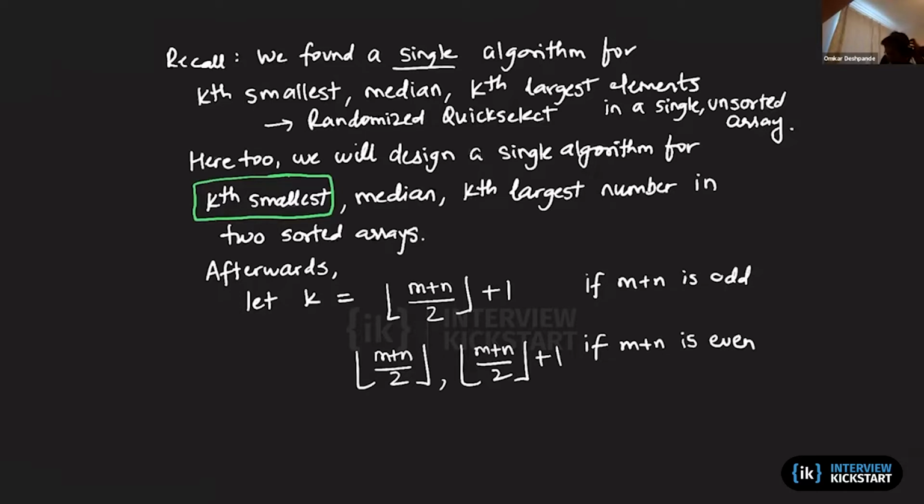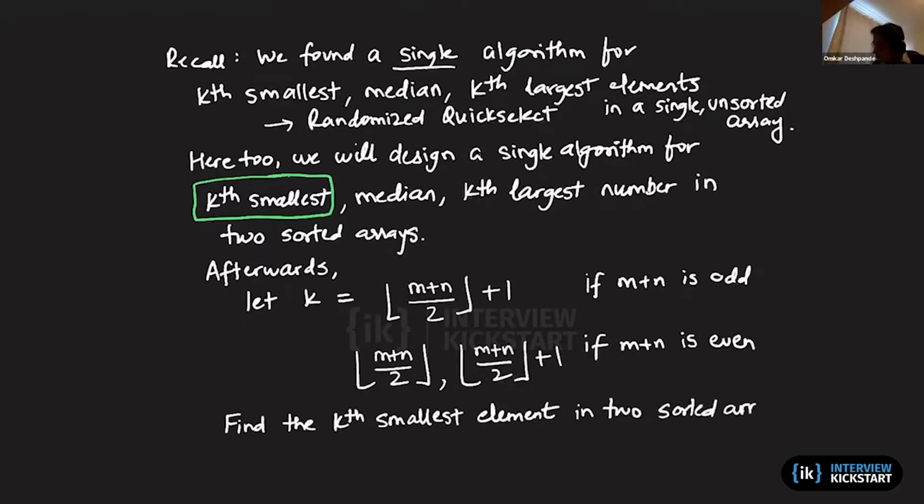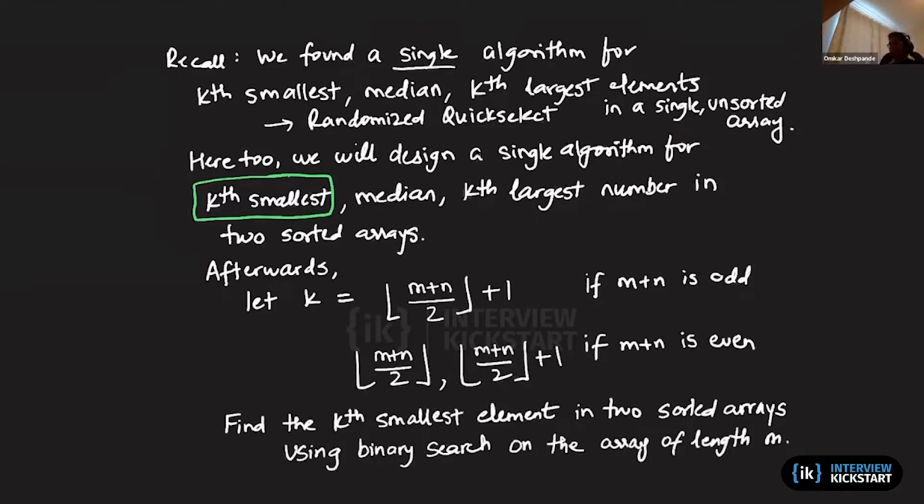Any questions about this? So let me actually write down what we want to do. The overall problem is therefore to find the kth smallest element in two sorted arrays using binary search on one of the arrays. We are just picking one of them arbitrarily here, but you could pick the smaller one. That's going to be our first array, the other array is going to be the second array. So I hope the task is clear.